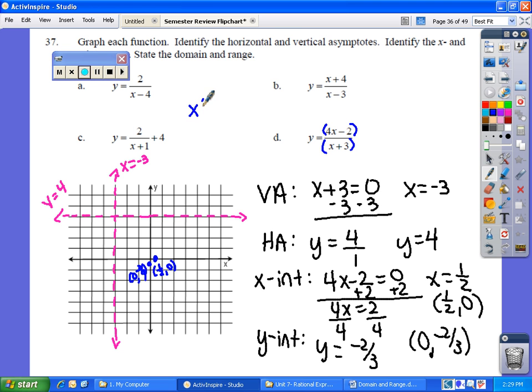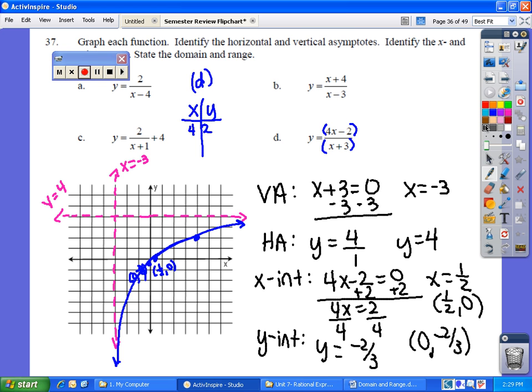So if I make a table of values, and this is for D, I want to look for numbers that are a little bit bigger than 1/2 so that I can have a nice graph. So I'm going to go to (4, 2). And I think that gives me enough to plot a nice graph. Remember, you never want to touch the asymptote.